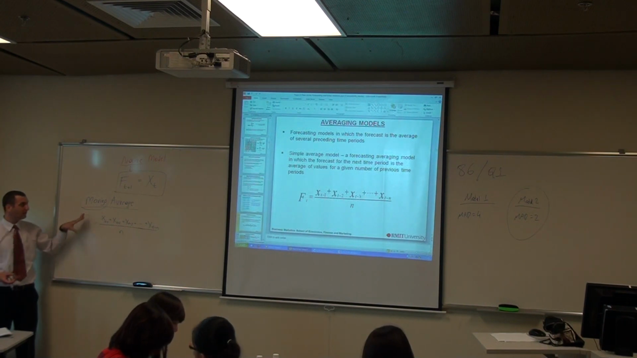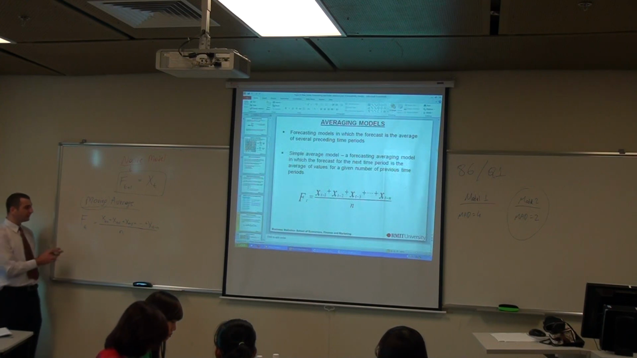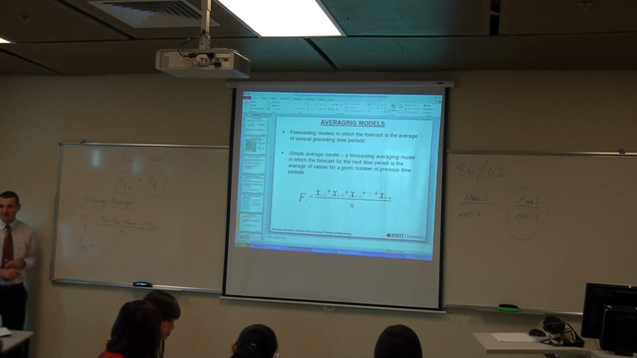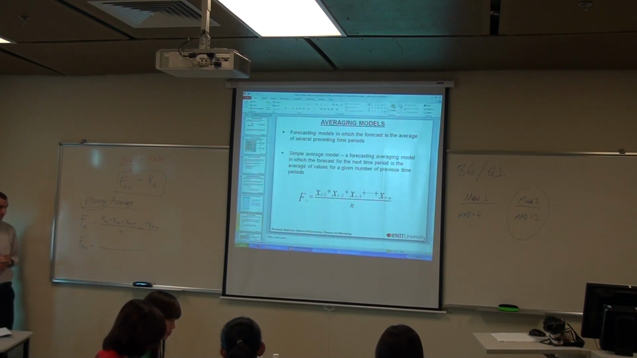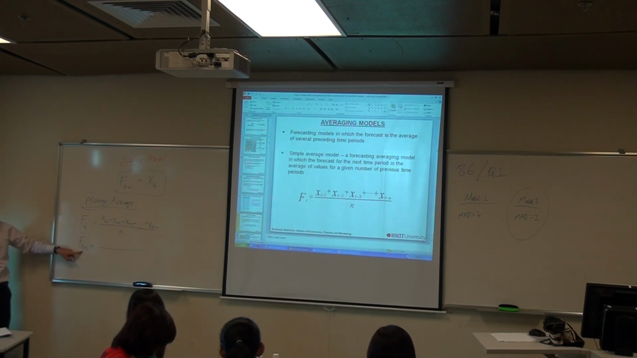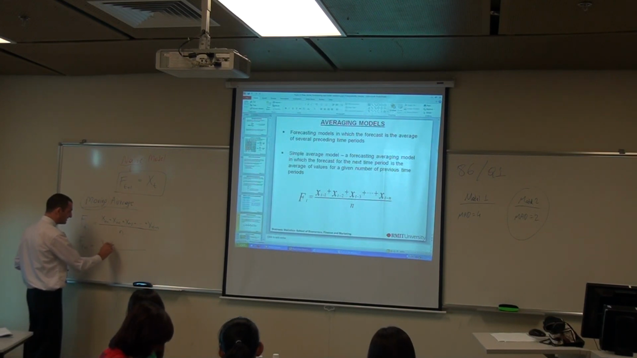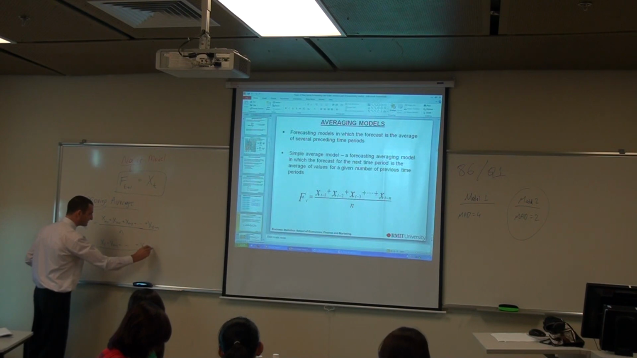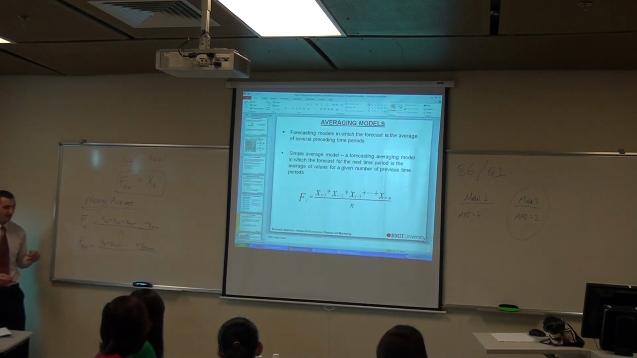Now be careful. Why do we call it moving? We call it moving because if I want to calculate f_t plus 1, I will start from x_t, because t plus 1 minus 1 is t. So I will start from x_t plus x_t minus 1 plus, until x_t minus n plus 1. It's one term forward. Divide by n again.